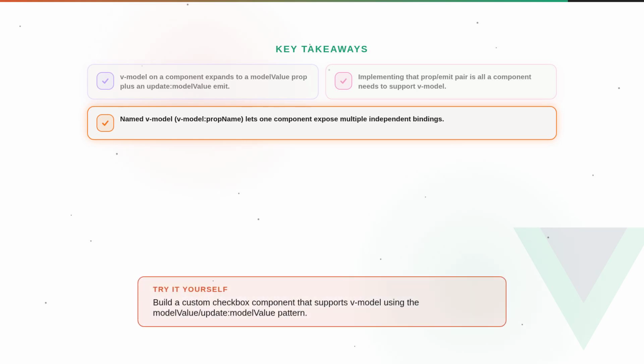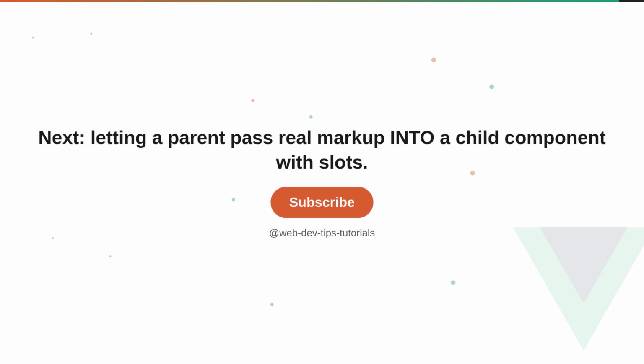Build a custom checkbox component that supports vModel using the modelValue and update:modelValue pattern. Next, letting a parent pass real markup into a child component with slots.